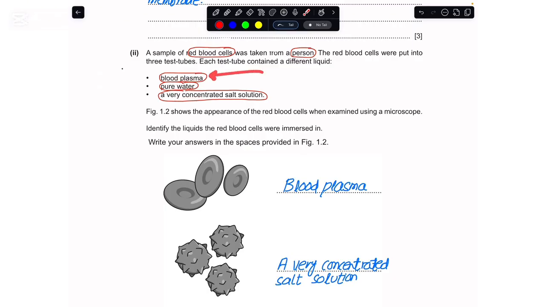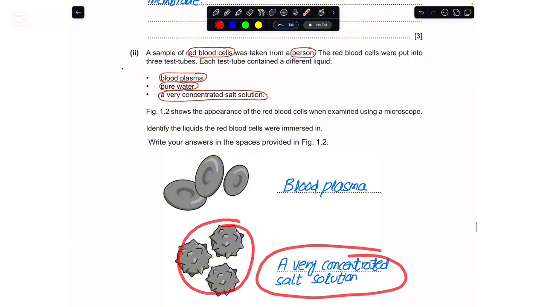Now, what we know is that the blood plasma has the same water potential as the red blood cells, so the red blood cells would not lose their shape, they would not burst, nor would they shrink, so we would write blood plasma right in front of it. If you see these cells, they appear shrunken. So this means that these red blood cells were placed in a very concentrated salt solution, and the red blood cells have lost water as the water moved out of them into the surrounding solution. So this is a very concentrated solution, and the cells appear like this.